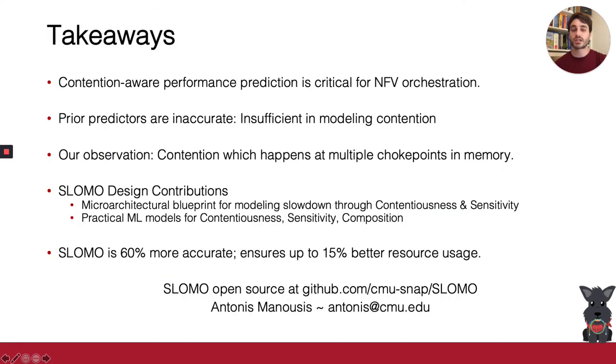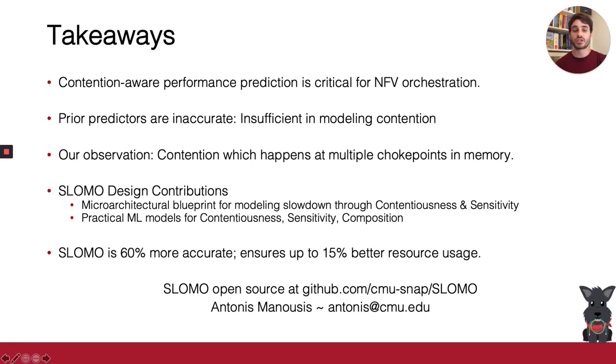These final remarks conclude my talk. Contention-aware performance prediction is critical for NFV orchestration, and while prior works have offered invaluable insights into the mechanisms of contention, existing predictors cannot capture all facets of memory contention and thus prove to be inaccurate. In our work, we observe that contention happens independently at multiple choke points in memory subsystem and leverage this finding to design SLOMO, a contention-aware performance predictor.